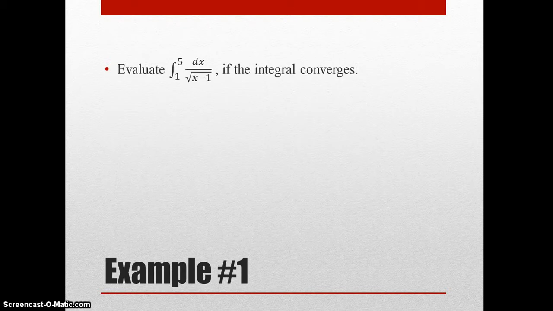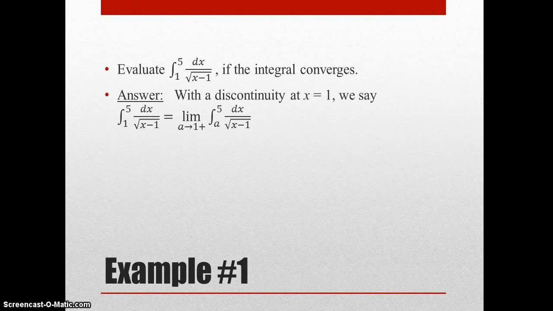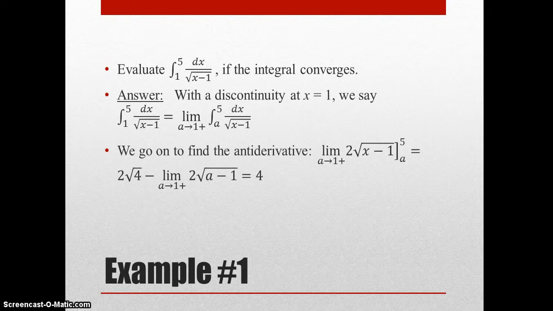So here's an example. Evaluate the integral from 1 to 5 of dx over the square root of x minus 1, if that integral converges. There's a discontinuity with this function at x equals 1. So what we do is we say the integral from 1 to 5 of dx over the square root of x minus 1 is equal to the limit as a goes to 1 from the right of the integral from a to 5 of dx over the square root of x minus 1. The antiderivative of that function is 2 square root of x minus 1. So keeping our limit signs, we then evaluate that at 5 and at a and use the FTC. We're going to investigate what happens as a goes to 1 from the right.